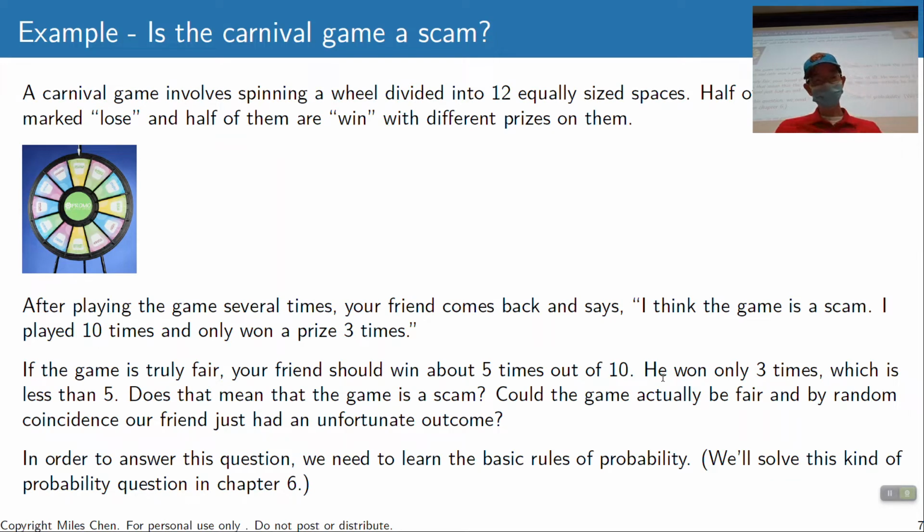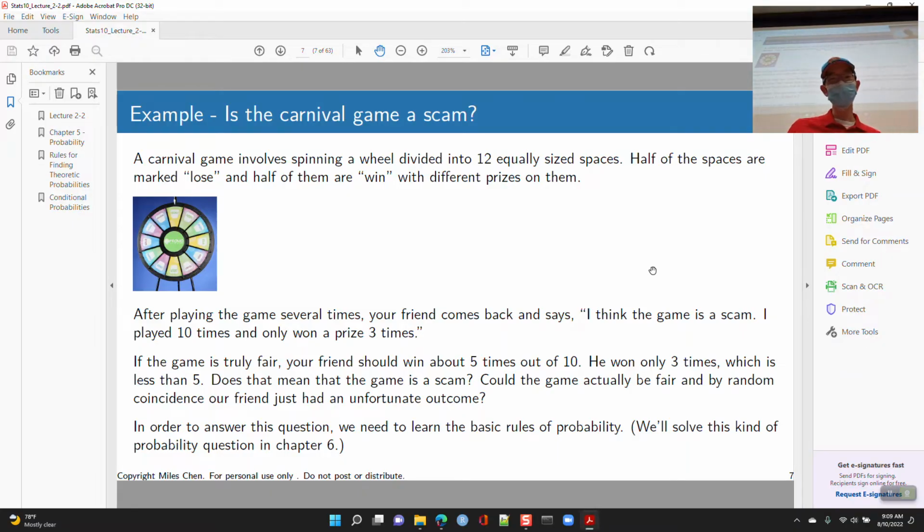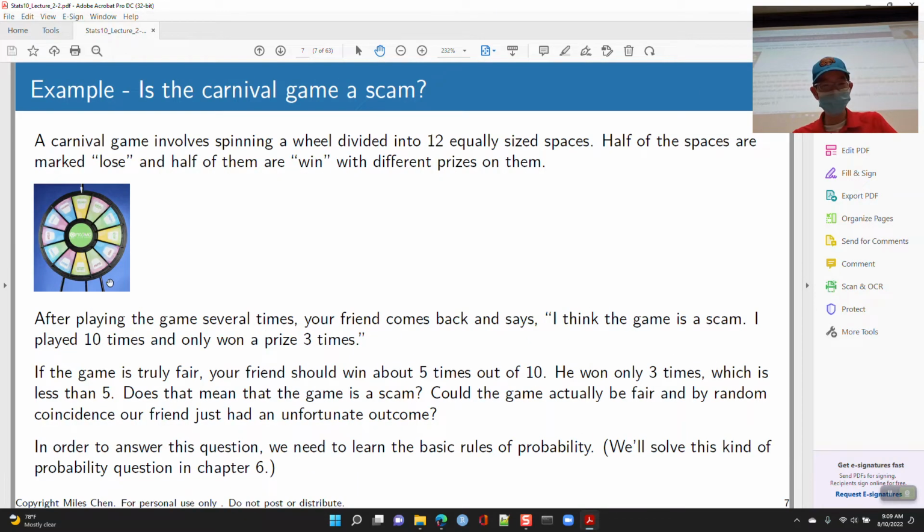Here's an example where this plays a role. Let's say there is a carnival game. In the carnival game, you spin a wheel. Half the spaces on the wheel are marked as lose, and the other half are marked to be win. According to probability, we should win about half the time, right? If we've got 12 spaces and they're all the same size, and 6 of them are lose and 6 are win, we should have a 6 out of 12, or 1/2, probability of winning.